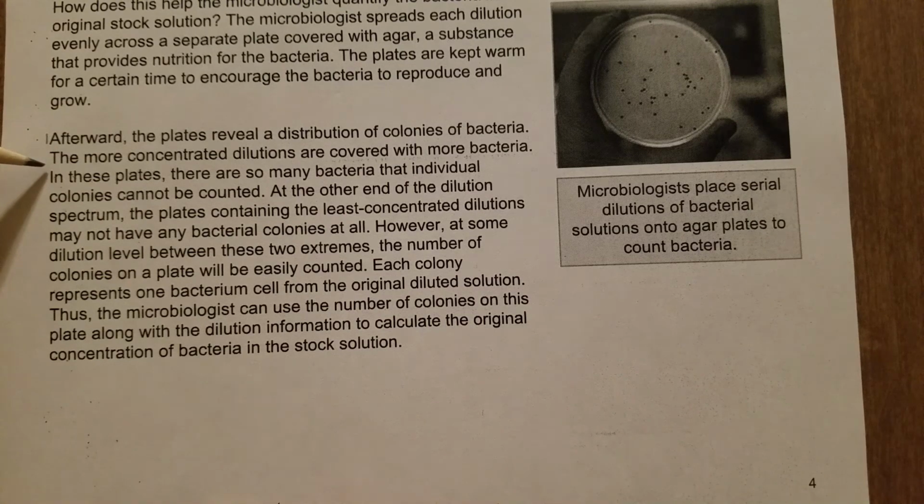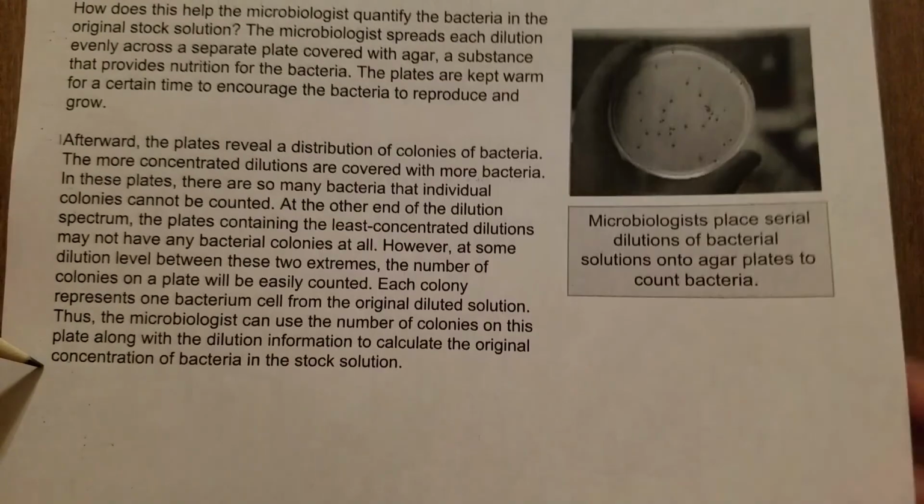The more concentrated dilutions are covered with more bacteria. In these plates, there are so many bacteria that individual colonies cannot be counted. At the other end of the dilution spectrum, the plates containing the less concentrated dilutions may not have any bacteria colonies at all. However, at some dilution level between these two extremes, the number of colonies on a plate will be easily counted. Each colony represents one bacterium cell from the original diluted solution. Thus, the microbiologist can use the number of colonies on this plate along with the dilution information to calculate the original concentration of bacteria in the stock solution.